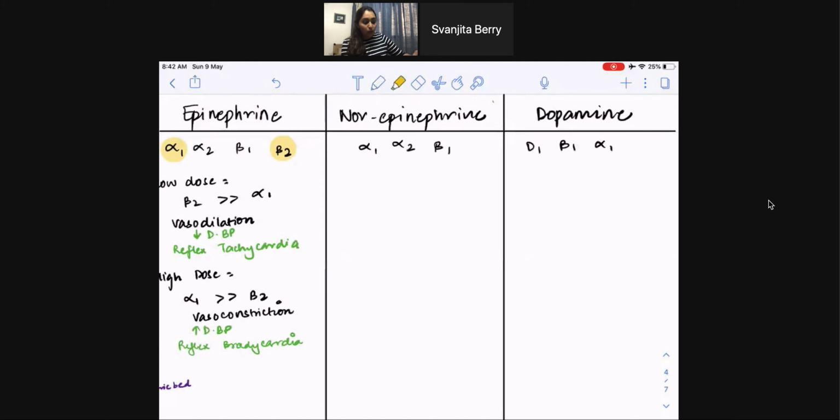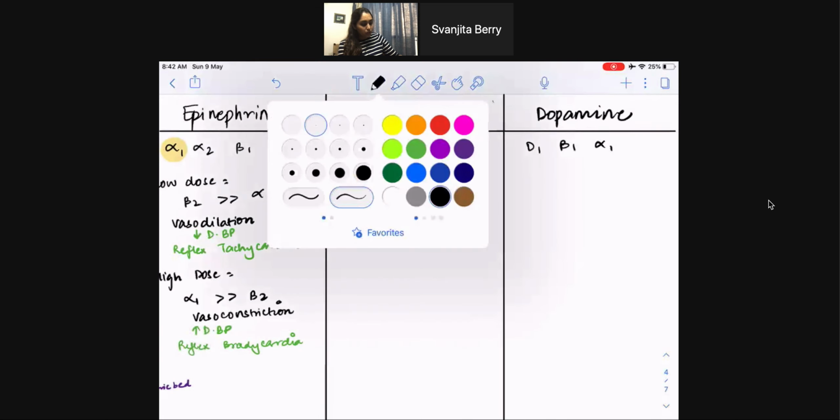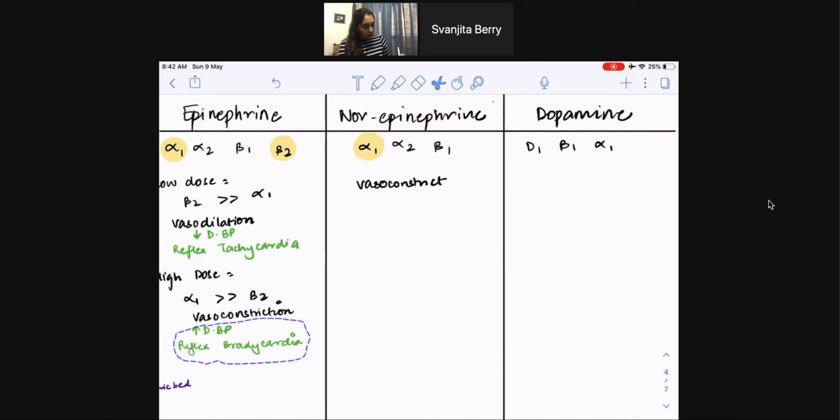Okay, talking about norepinephrine, this is the easier one since we only have alpha 1 and we don't have anything to oppose it. So just remember, norepinephrine will always vasoconstrict. And when you vasoconstrict, blood pressure will go up and we'll see a reflex bradycardia. Moving on to dopamine. Dopamine is similar to epinephrine. At different dosages, we see different responses. So let's look at low dose dopamine, moderate dose dopamine, and high dose.